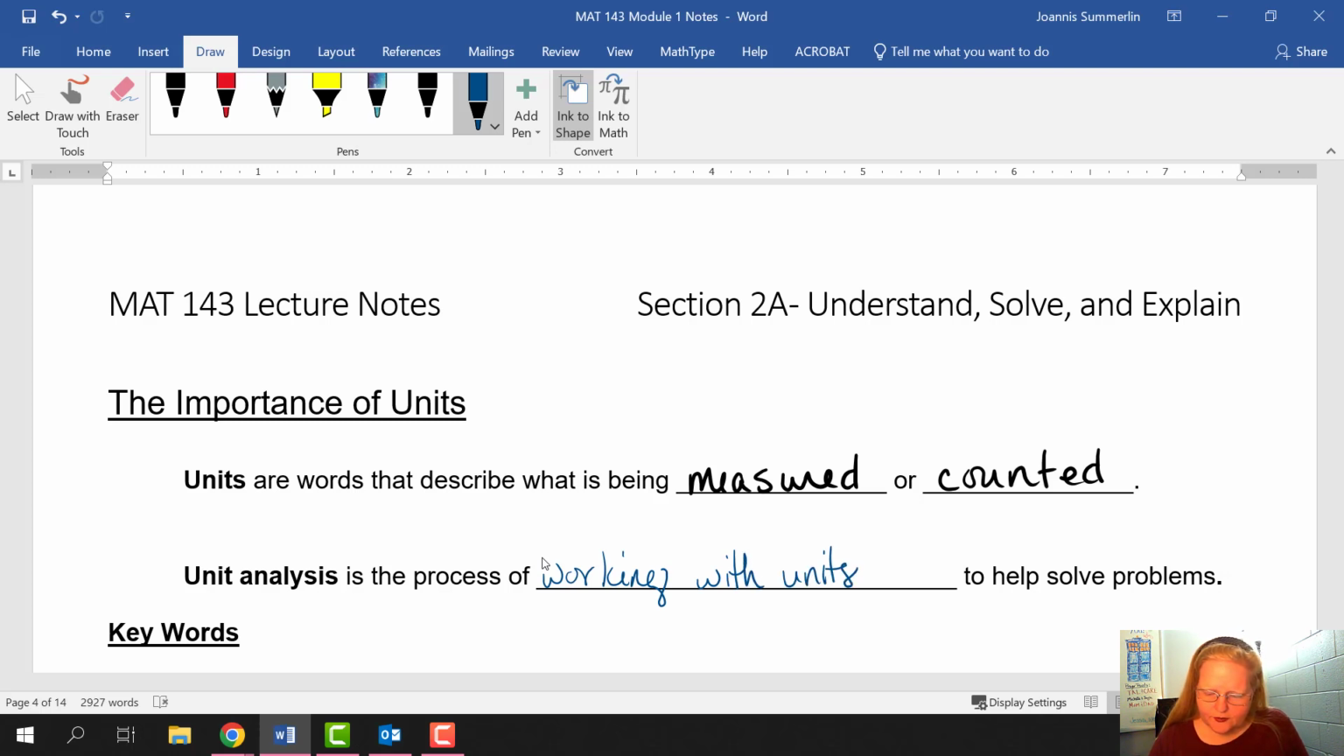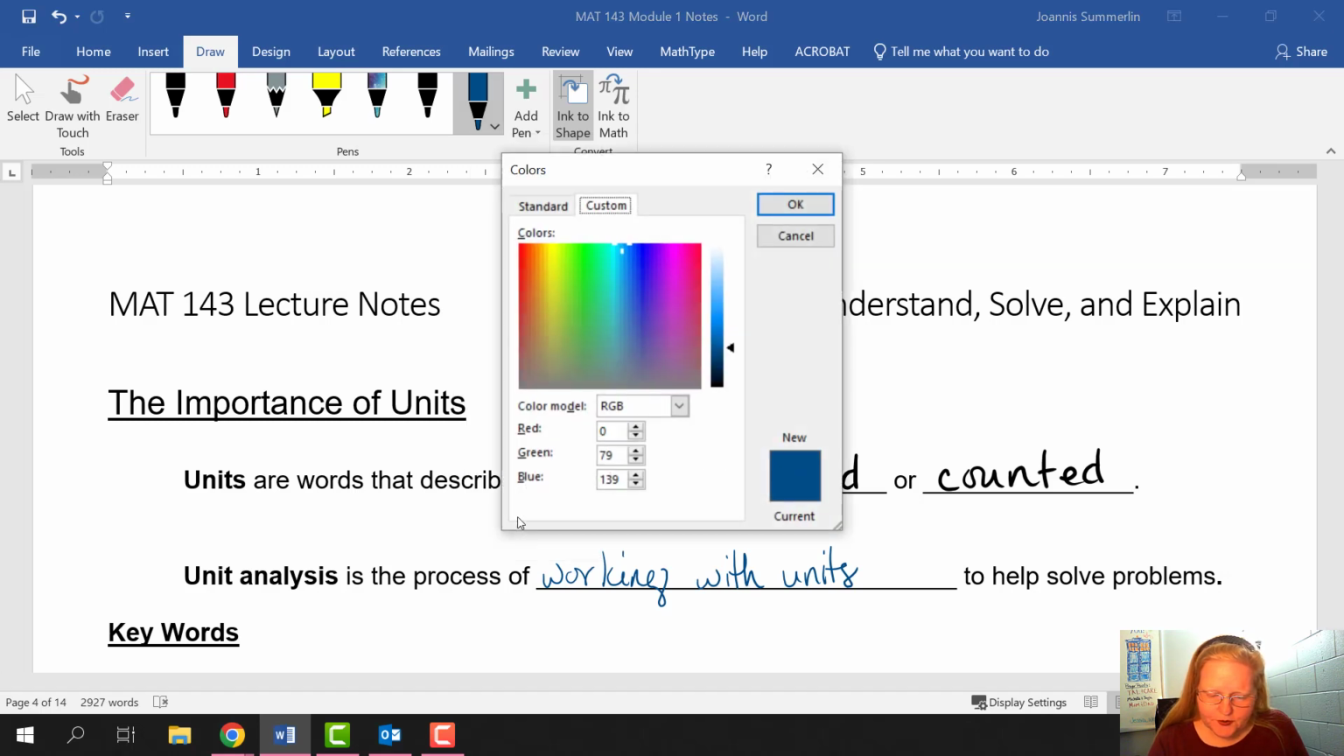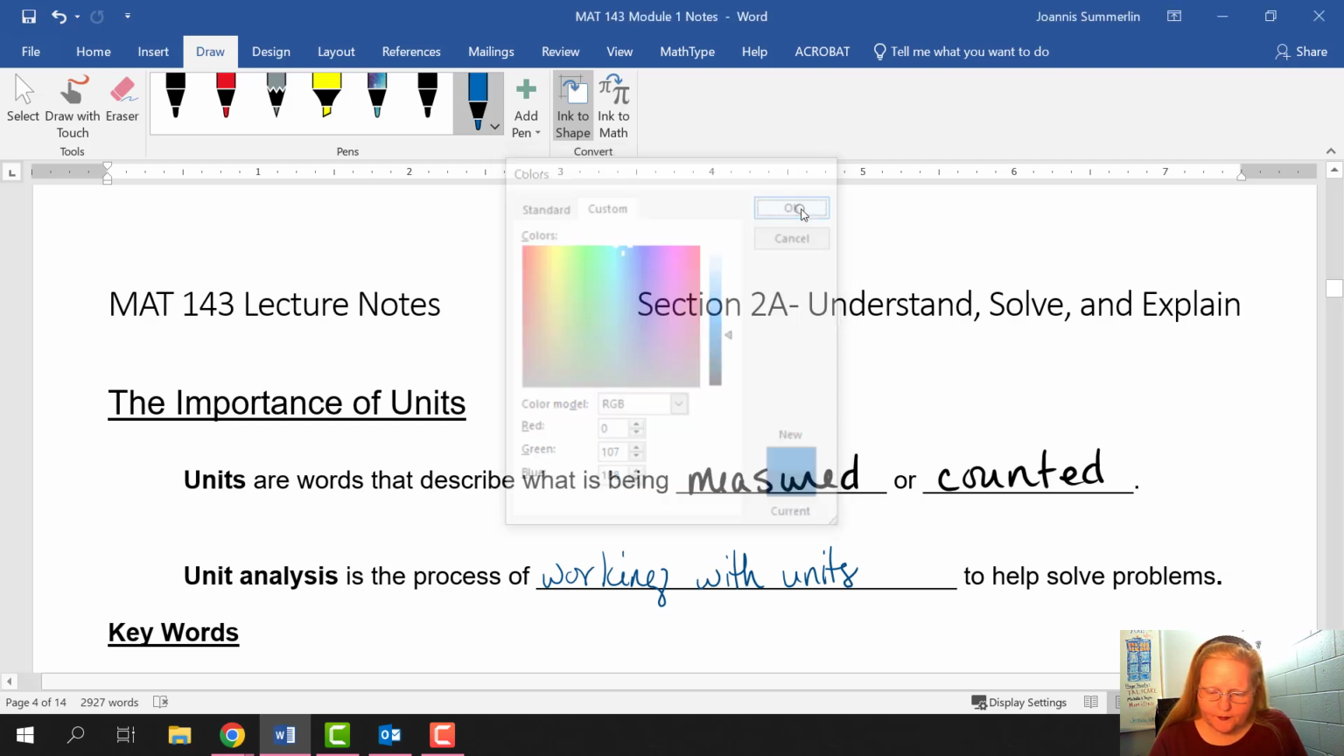It's still kind of too dark of a blue, but I think you'll be all right. I wonder if it'll let me lighten it up some. I can do more colors. So I can lighten it up just a little bit. Let's do that one. Okay.